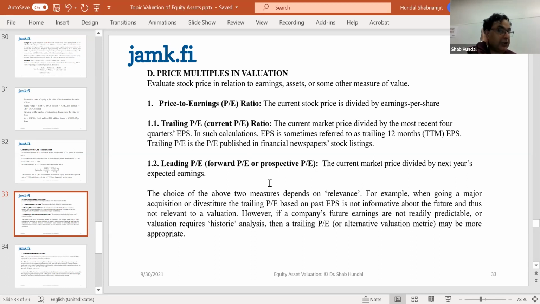From a methodology point of view, the price to earnings ratio is also a very good indicator of the future. Try to understand the two components of this ratio. The numerator is the stock price, and the denominator is the earnings per share. The numerator is futuristic, and the denominator is historic.